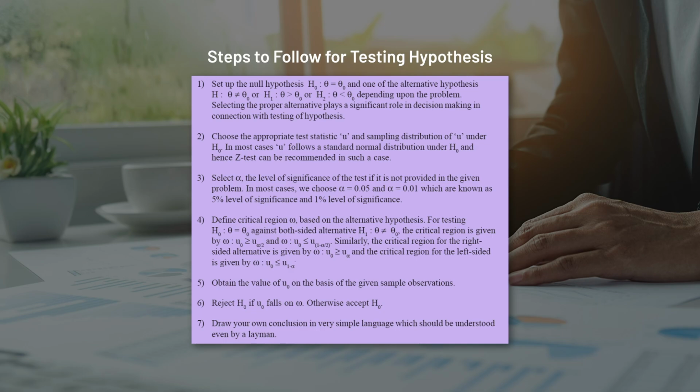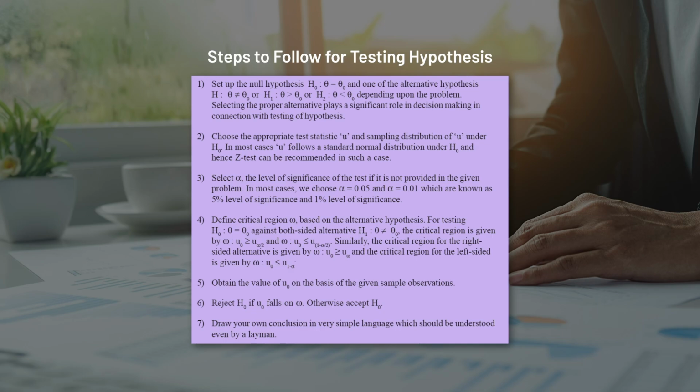And if we talk about step 4, define the critical region based on the alternative hypothesis for testing. Theta is equal to theta 0, again with a two-sided alternative, which is also known as the null hypothesis. And H1, if we are talking about theta unequal to theta 0, the critical region is given by mu 0 greater than or equal to mu alpha by 2 and mu 0 less than or equal to mu 1 minus alpha by 2. Similarly, the critical region for the right side alternative is given by mu 0 greater than or equal to mu alpha, and the critical region for the left side is given by mu 0 less than or equal to mu 1 minus alpha.